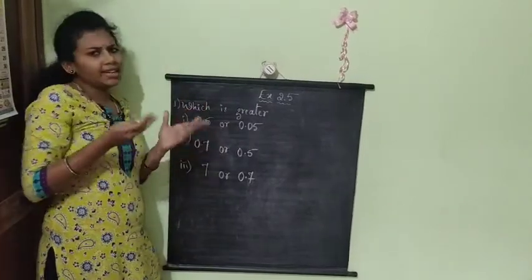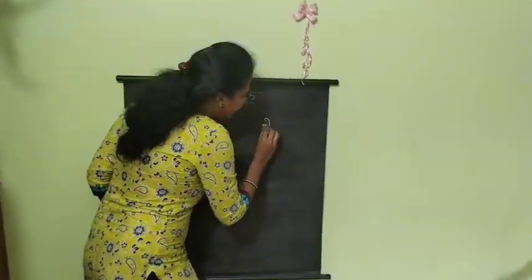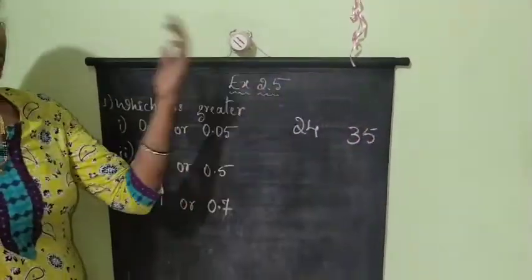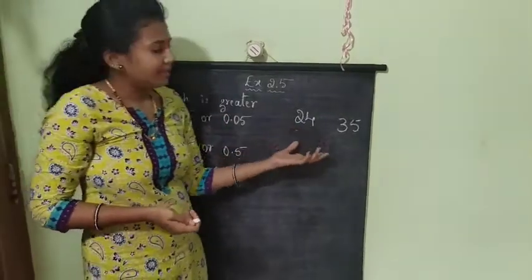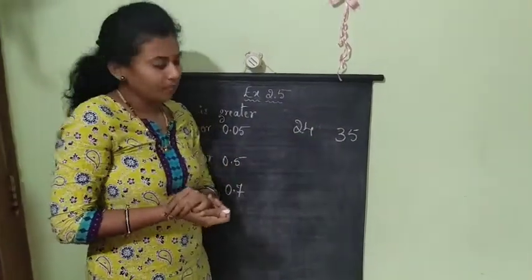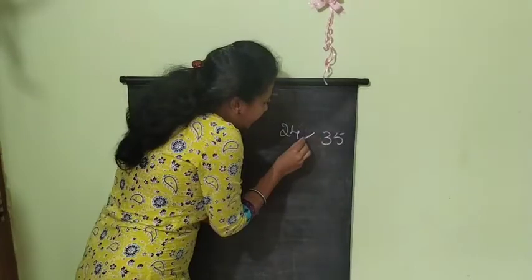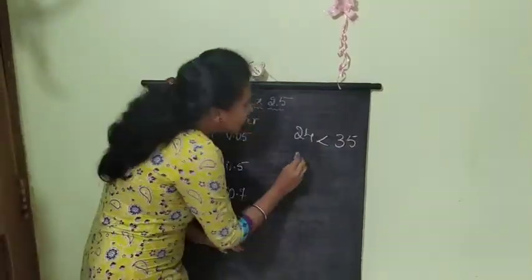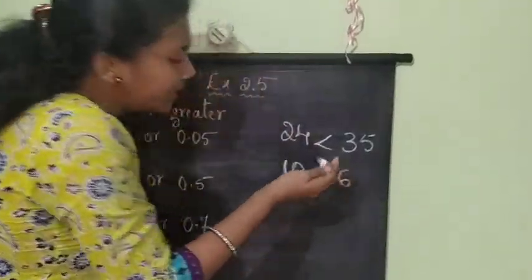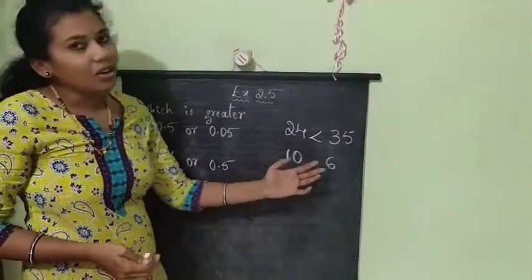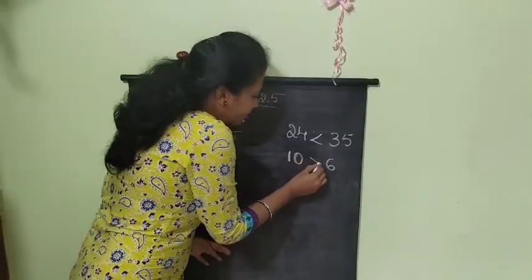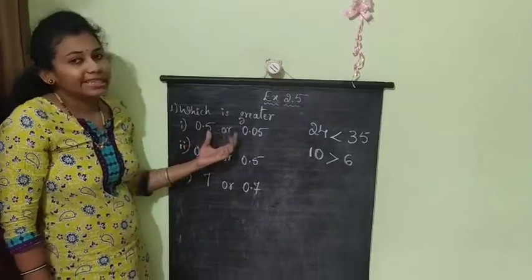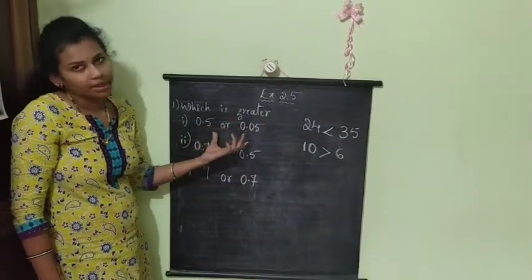So simply, I'll take an example now. If I take 24 and 35, and I ask you which is greater among these, tell me, 24 or 35? Yes, exactly, 35 is greater than 24. One more question: 10 and 6. Which is bigger? 10 is greater than 6. So these are the whole numbers. And coming to this, these are the decimals which are having points.